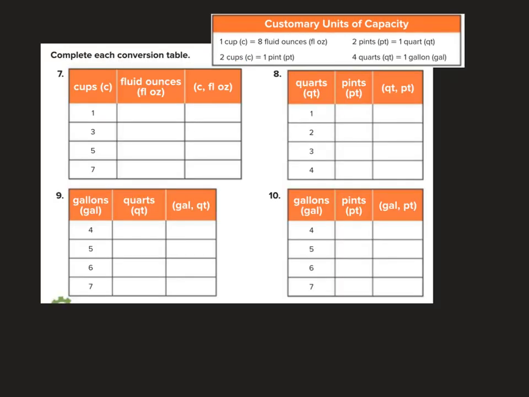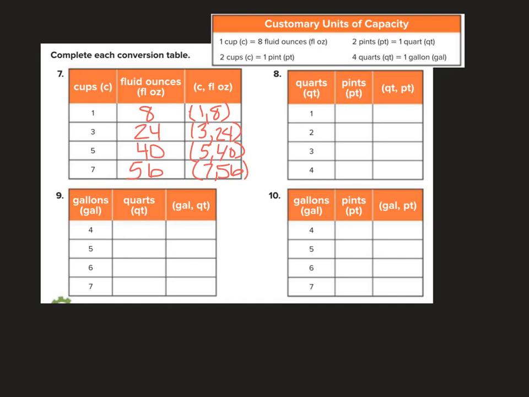Oh, goodness gracious. All right, let's do this. 1 cup, 8 fluid ounces. 3 cups, 3 times 8 is 24. 5 times 8 is 40. 7 times 8 is 56. In hopes to cut this video down, I just, boom, made those comma things appear. Let's do the next one.